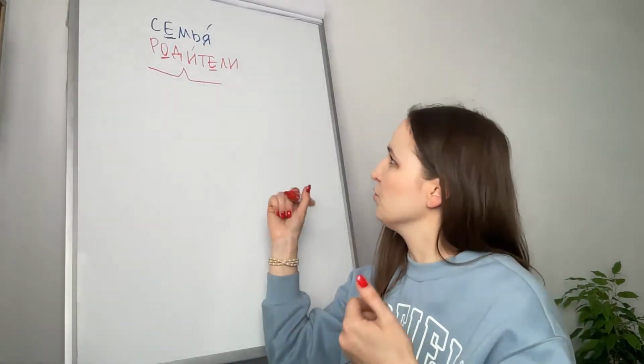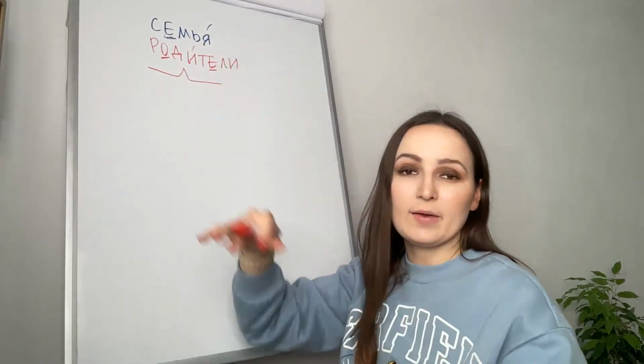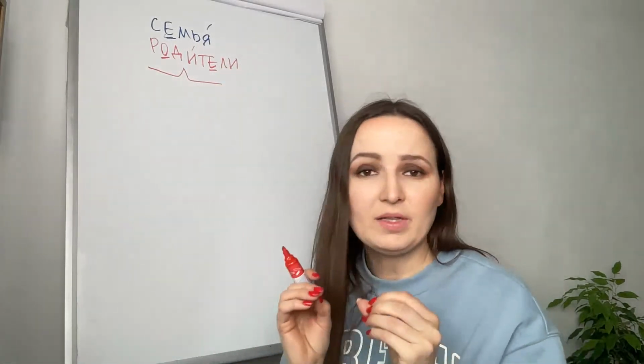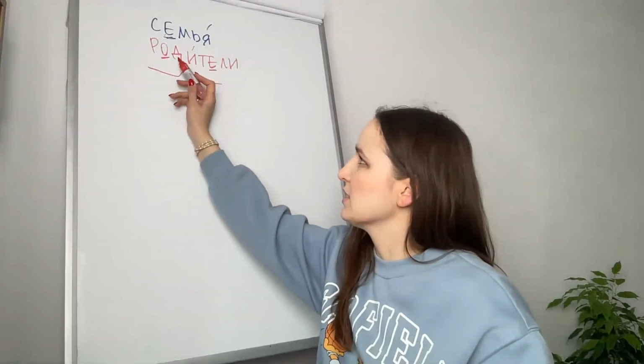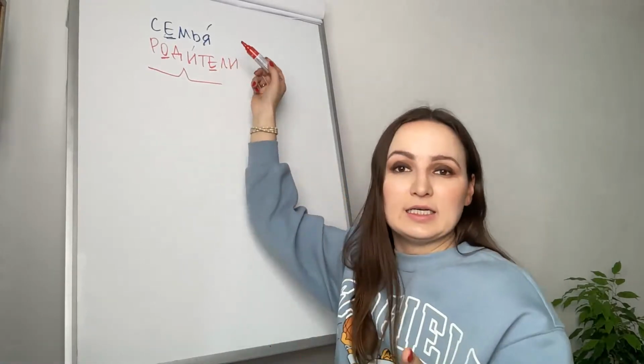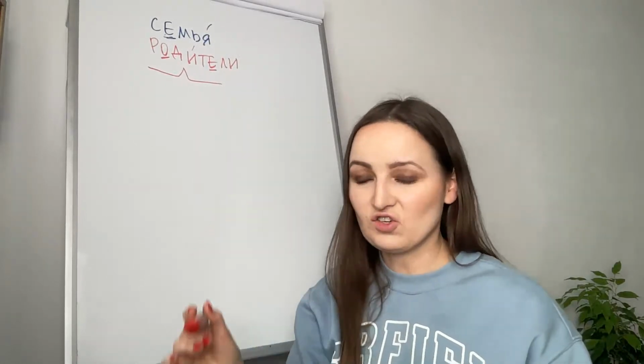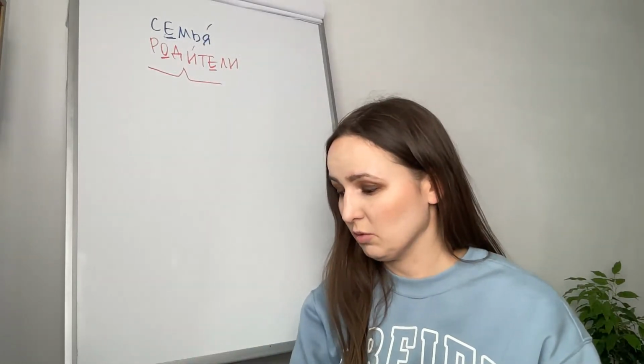Because if you pronounce O or E, or ye, people might not understand you. So it's not родители or родители, yeah, it's родители. The stress is very important in Russian language.